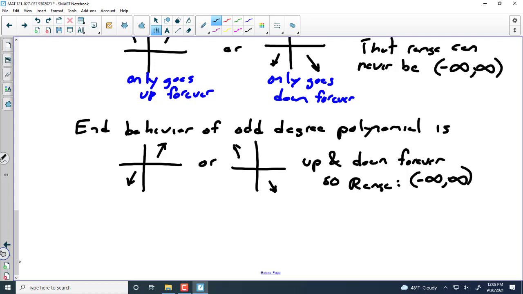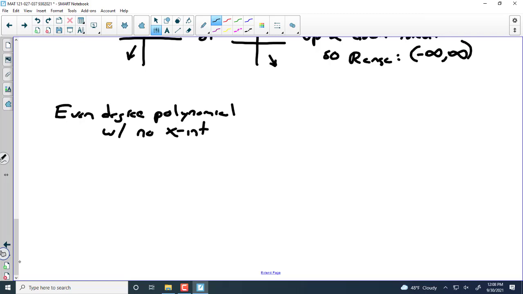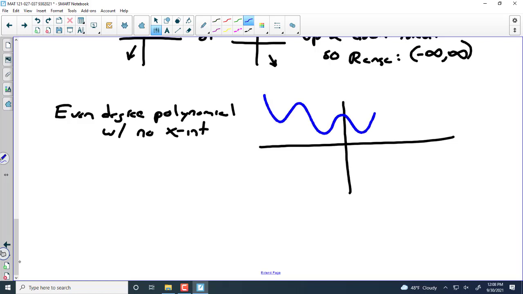So is it possible at some point we could encounter an even degree polynomial with no x-intercepts? Can that happen? Yeah, we already have. They're quadratic, some of those. But you could have an even degree polynomial that has so much jazz going on in the middle, but just never happens to hit that x-axis.